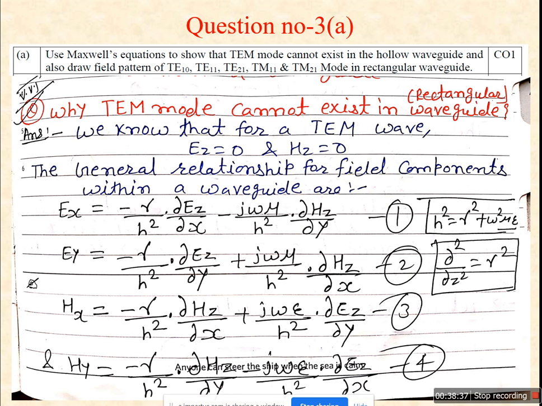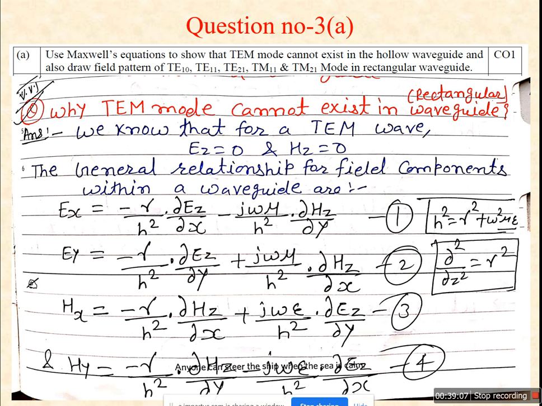Now move to question 3A. Here there are portions. Use Maxwell equations to show that TEM mode cannot exist in a hollow waveguide, and also draw the field pattern of TE10, TE11, TE21, TM11 and TM21 mode in a rectangular waveguide.